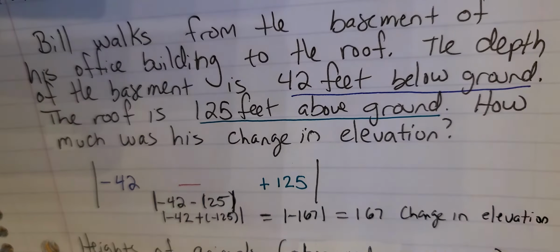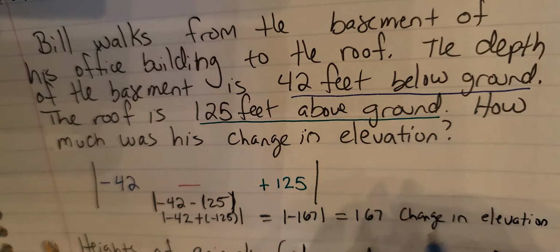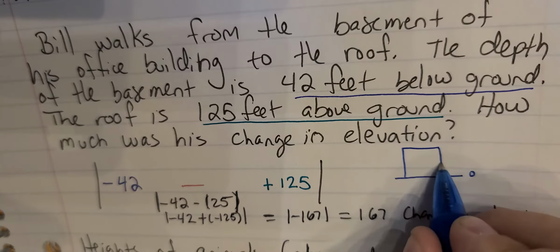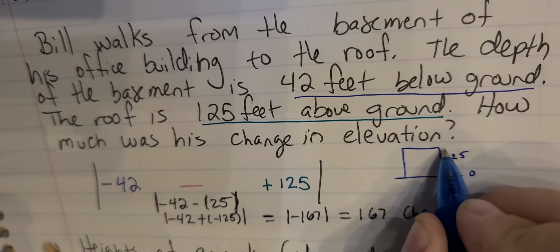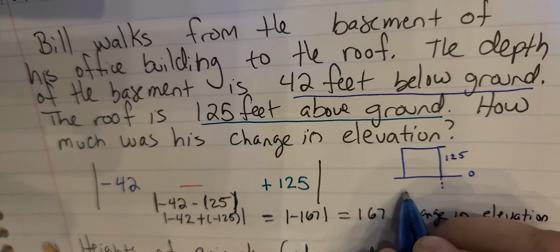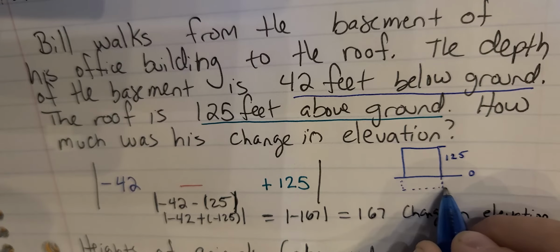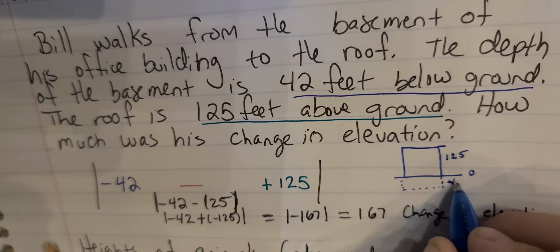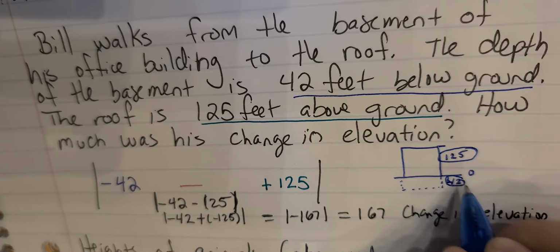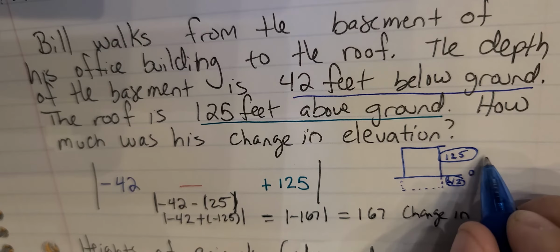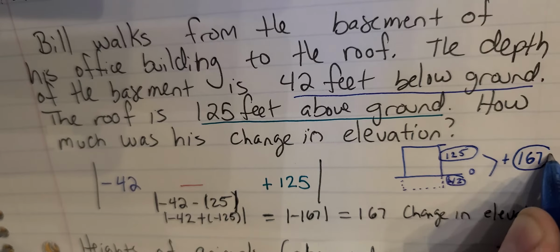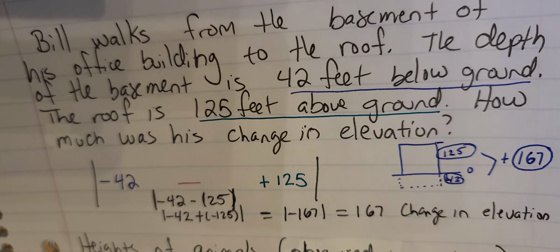Okay? Now, another way to do it, and this is a way that I'm always a huge fan of, here's our ground at zero. Here's our building that's 125 feet tall to the top. And then here's our basement, which is negative, so this would be 42 feet. You then take this value and this value, showing the change from zero, their individual absolute values, adding those together to also get 167 feet difference. All right, so this is one to be careful on.